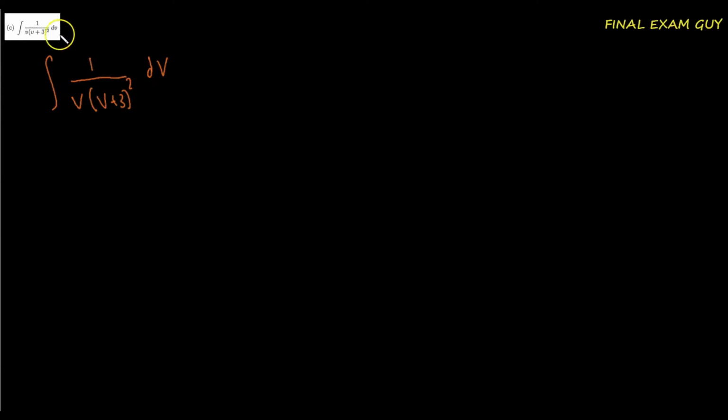Alright guys, so part C is telling us to integrate 1 over v times (v plus 3) squared dv. You should be able to recognize this as an ideal candidate for partial fractions, because we see that the denominator is nicely factored and set up for it. So we can set up the partial fraction, the integral of A over v plus B over v plus 3 plus C over (v plus 3) squared.